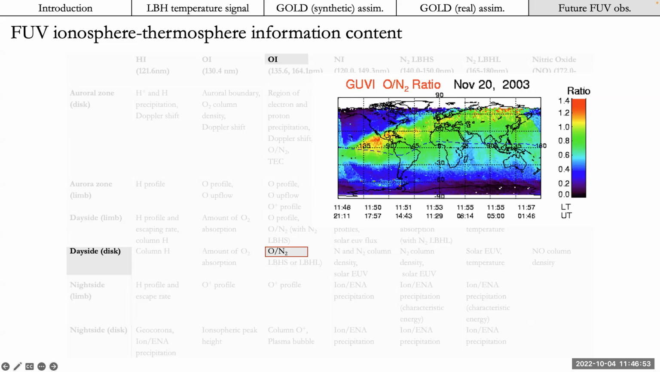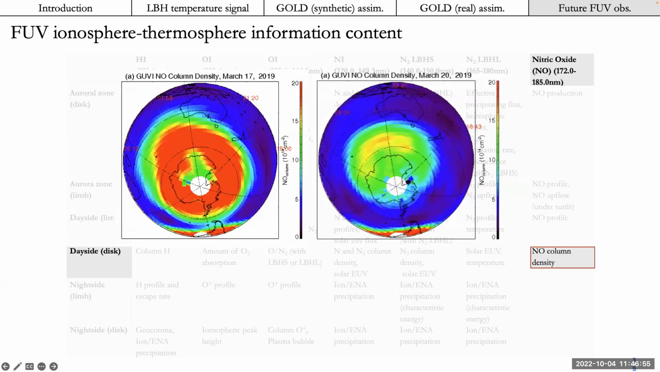Another, more far-out observable to consider is that sensitive to NO. This figure is showing the NO column density derived from GUVI during the peak of a storm on the left, and 2 days after on the right. Although it's a minor constituent, NO plays a major role in the thermosphere energy budget, and NO observations can possibly be used to help models better predict the storm-time response, and particularly the storm-time recovery. This is definitely more far out, especially for WAM, because I think at this time WAM does not include NO explicitly.